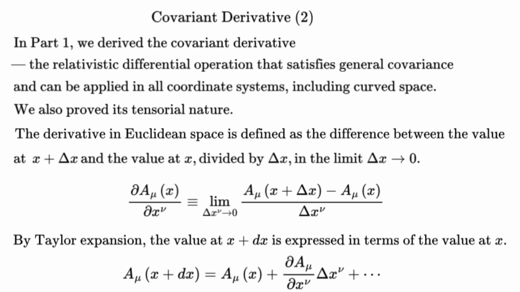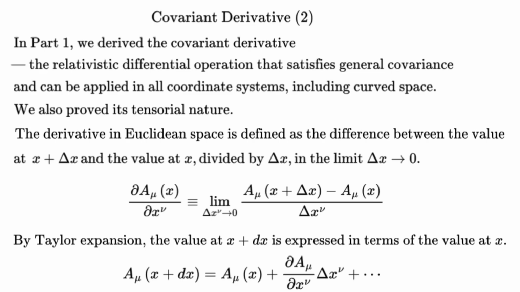Covariant derivative, 2. In Part 1, we derived the covariant derivative, the relativistic differential operation that satisfies general covariance and can be applied in all coordinate systems, including curved space. We also proved its tensorial nature. The derivative in Euclidean space is defined as the difference between the value at x plus delta x and the value at x, divided by delta x, in the limit delta x approaches 0.